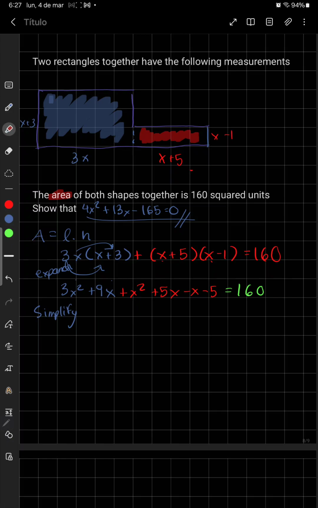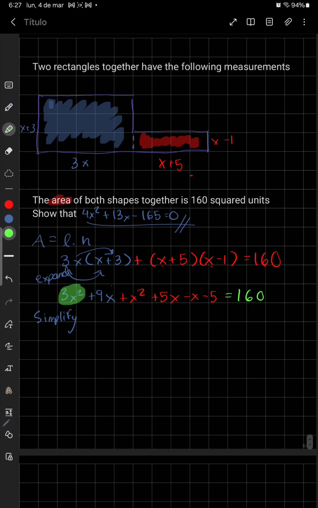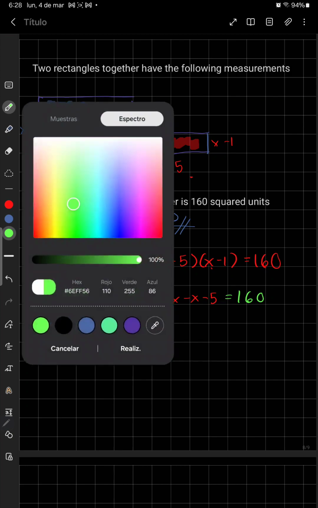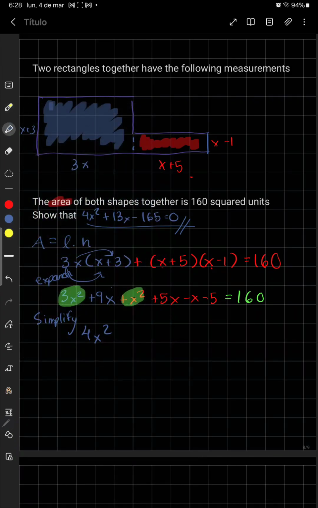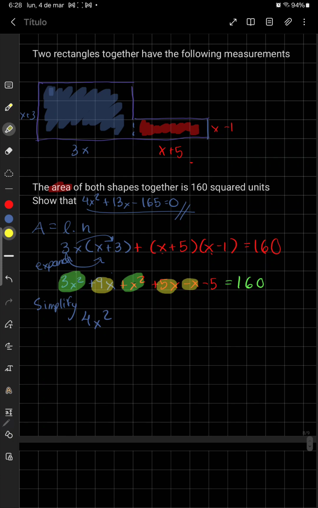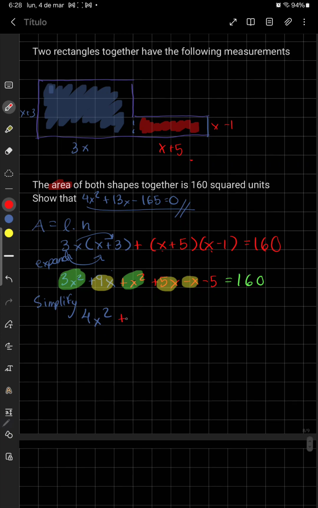So let's simplify. What can we simplify with the 3x squared? We have another x squared here, so we can put them together: 3x squared plus x squared equals 4x squared. I'm going to change it to yellow. What else can we simplify? We can simplify 9x plus 5x minus x. 9x plus 5x is 14x, minus x, it would be plus 13x.